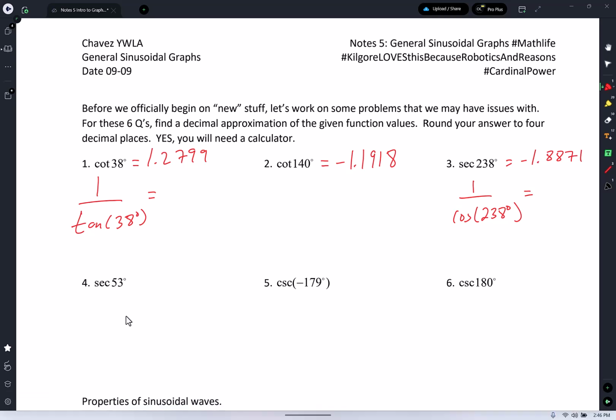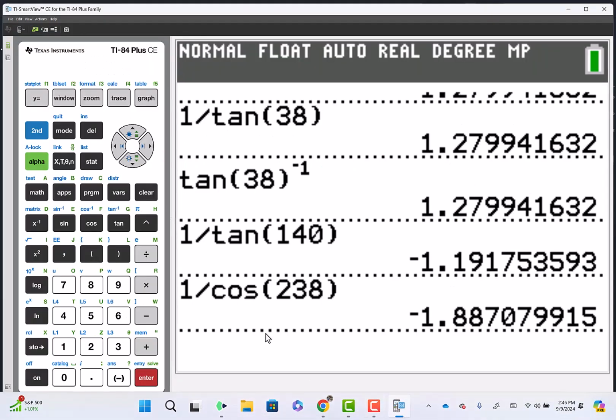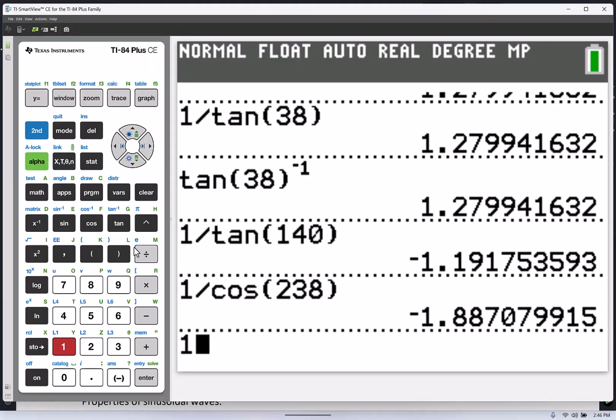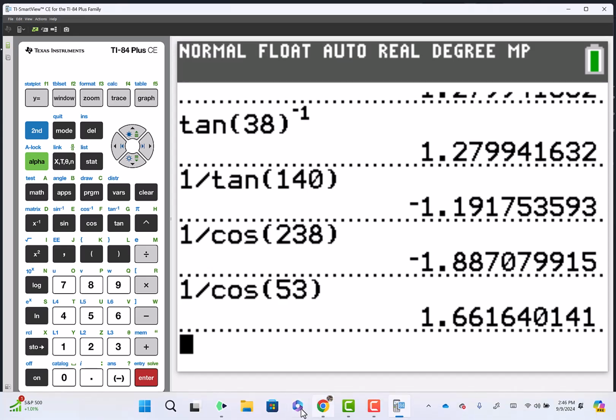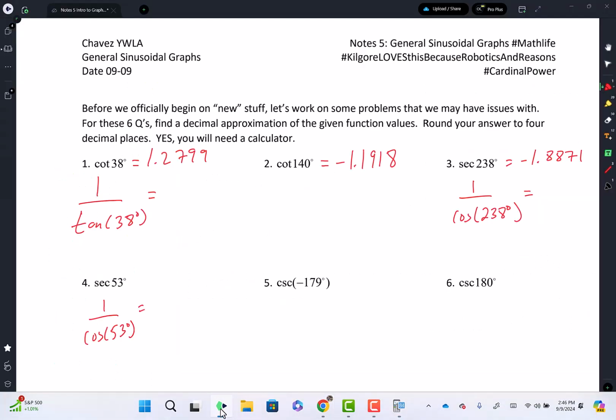Secant of 53, again, that's just 1 over cosine of 53 degrees. All these are degrees here. So 1 divided by cosine of 53. And we got 1.6616.